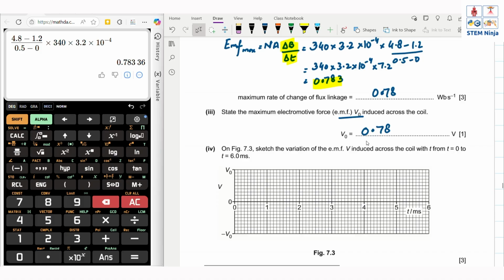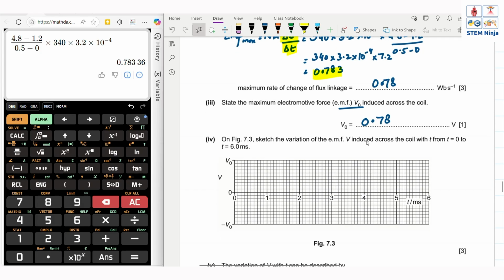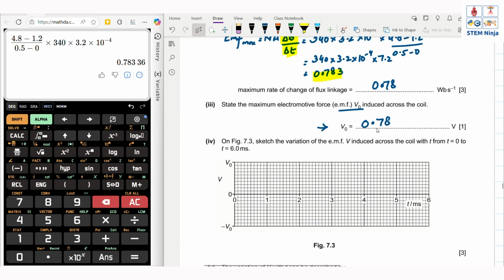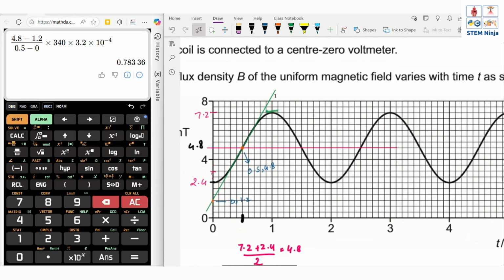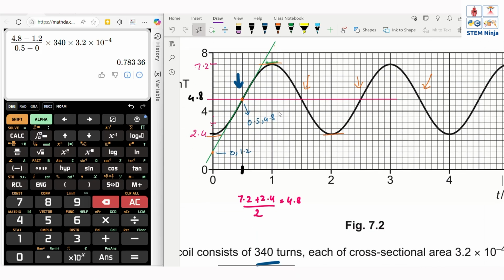On figure 7.3, sketch the variation of EMF V induced across the coil. Okay, so we know that the maximum and the minimum voltage would be 0.78, but in what places? In what times? So we see over here that wherever the gradient is steepest, that's where it's happening. So 0.5, 1.5, 2.5, 3.5, and so on. And wherever the gradient is 0, wherever the turning points are, that's where it's going to be 0 voltage.